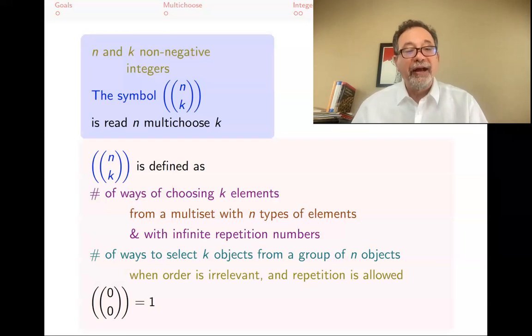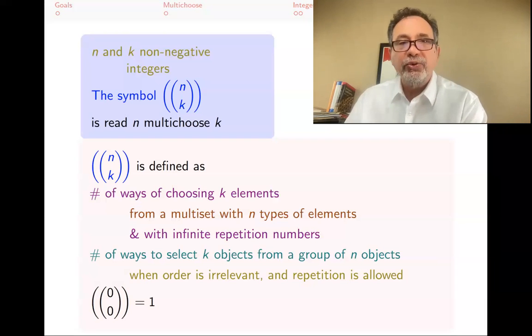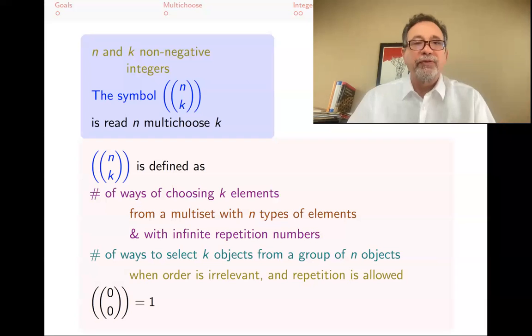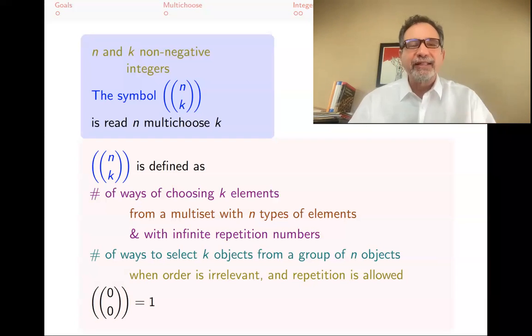And also, 0 multichoose 0 is 1. You could think of that as a part of the definition, or you can actually think it true, if my definition is going to make sense. If I have a multiset with no elements and I want to pick none of the elements, the first question is, can I do that? Can I achieve that task?